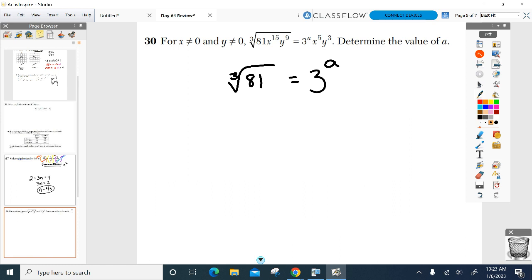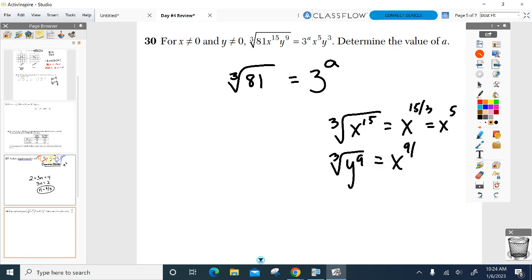All right, so how are we going to solve this now? What's the cube root of 81? Basically, they took the cube root of each separately. Those have been taken care of already. The only thing that hasn't been taken care of is the cube root of 81. They wrote it as 3 to the something, and I need to find out what that something is.